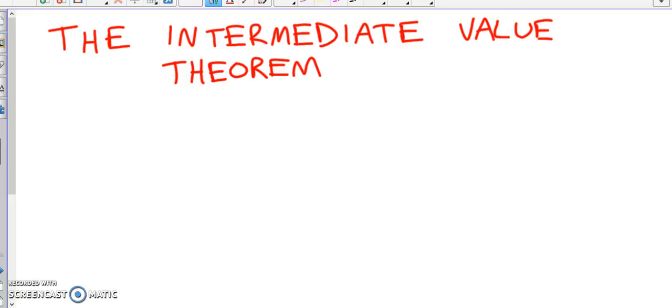The last piece of section 3.2 is the intermediate value theorem. I'm going to write it, then I'm going to draw a picture and explain what's going on.